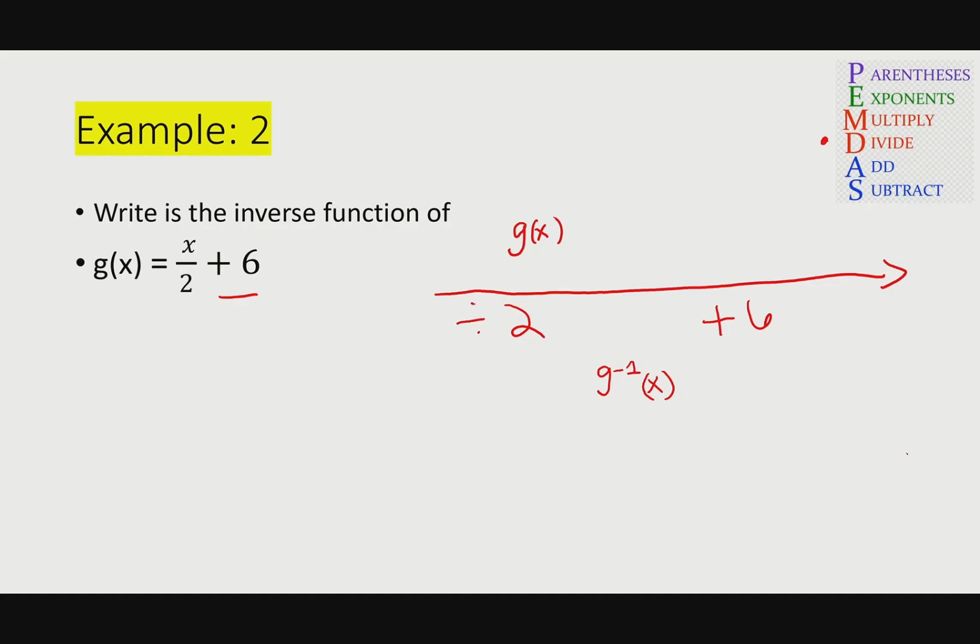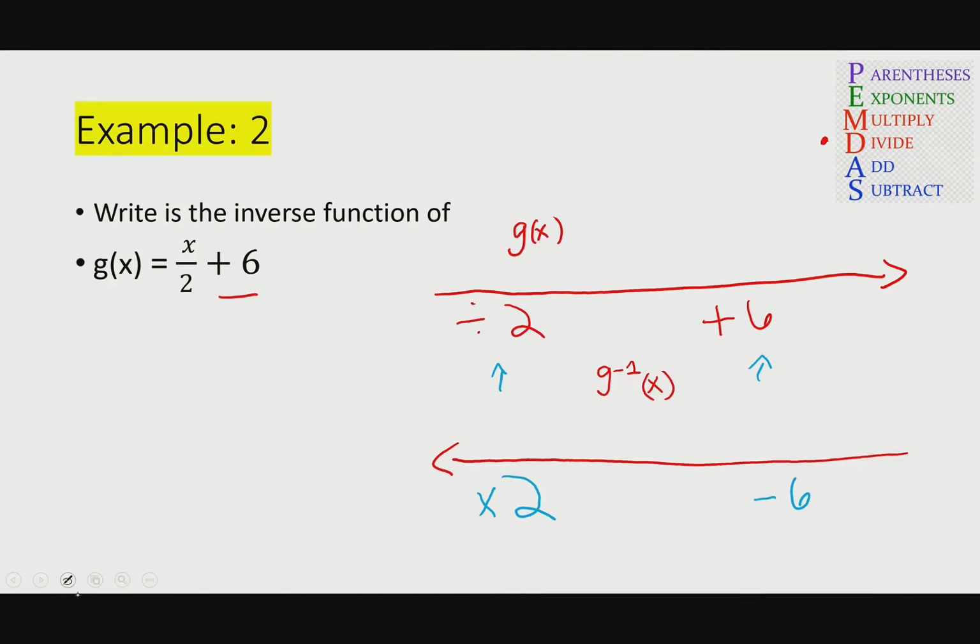And we want to go in the reverse order and undo what each of these steps that our function did. Well, the last thing our function did was add 6. So we want to undo the addition of 6. We can subtract 6. So the inverse operation of addition is subtraction. Secondly, if we want to undo the division by 2, we can multiply by 2. Multiplication is the inverse operation of division.